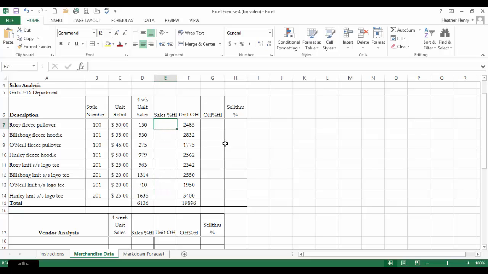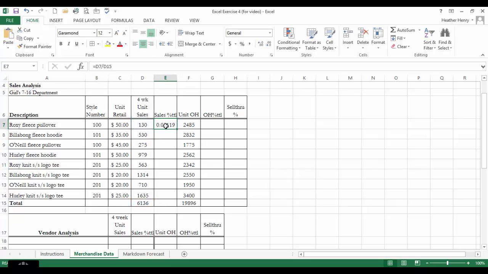So now we need to figure out our percent to total sales. In order to figure out our percent to total sales, we compare the sales for the single style to the total amount of sales we have sold. So we take cell D7 for the Roxy Fleece pullover to represent the 130 units sold and divide it into the total sales of 6,136 units.